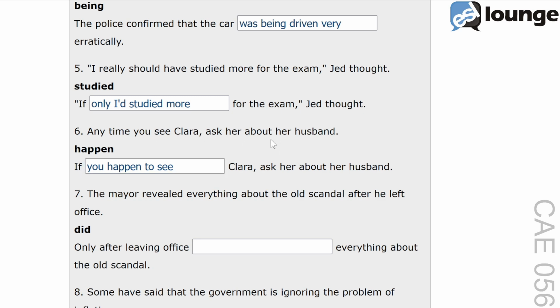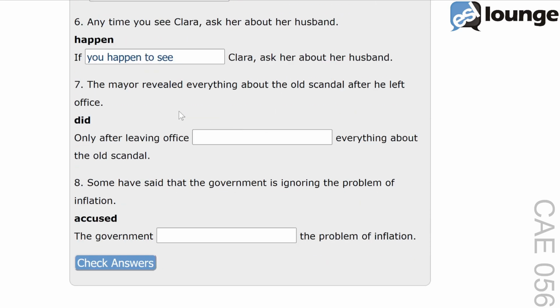Moving on to question 7. The original sentence is, "The mayor revealed everything about the old scandal after he left office." The keyword is "did". And the second sentence is, "Only after leaving office blank everything about the old scandal." The correct answer is, "Only after leaving office did the mayor reveal everything about the old scandal."